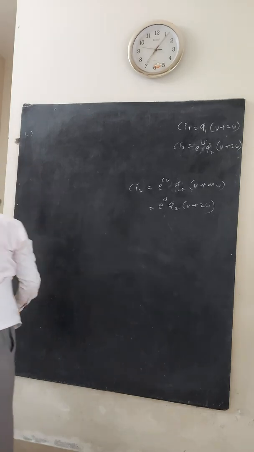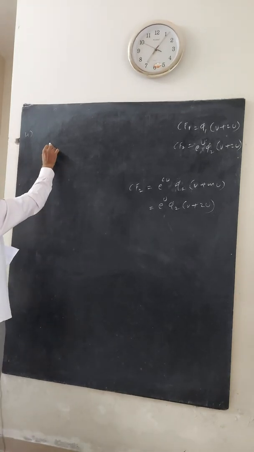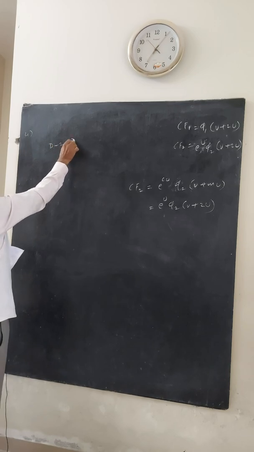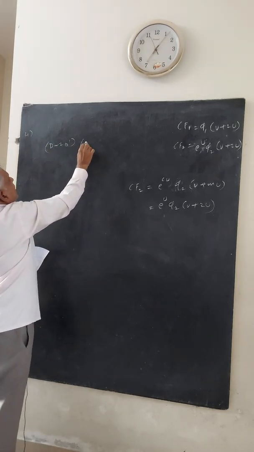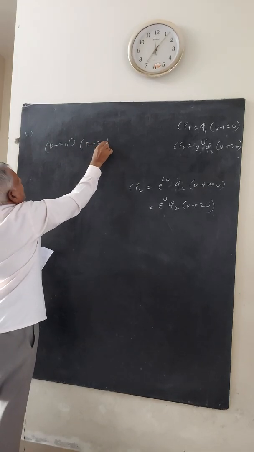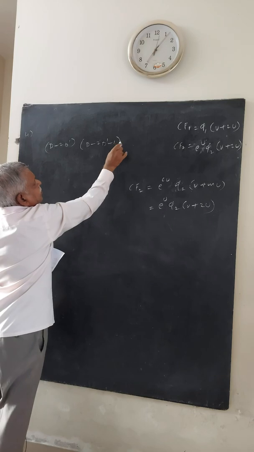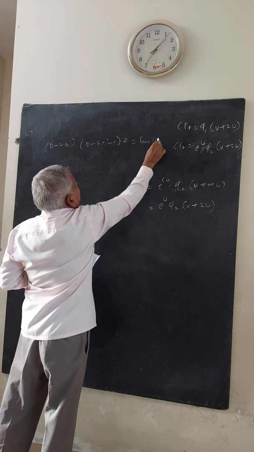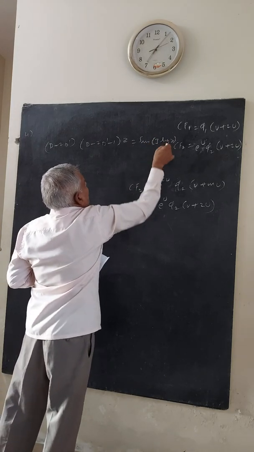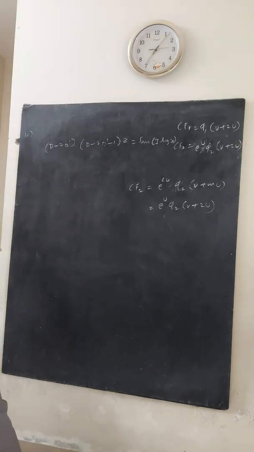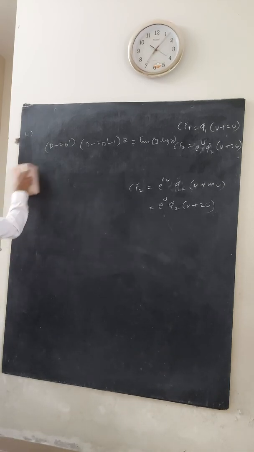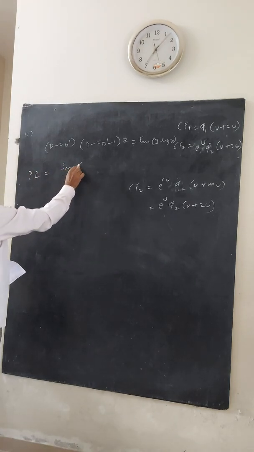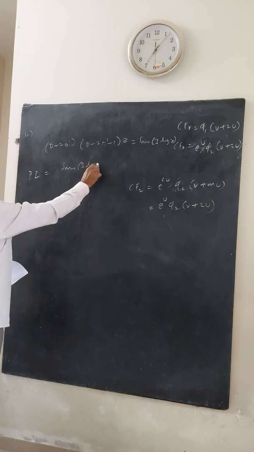Again, the equation D minus 2D dash, D minus 2D dash minus 1 of z equal to sine 3 log x. Now the particular integral, PI: sine 3 log x divided by D square minus 4D D dash plus 4D dash square minus D plus 2D dash.